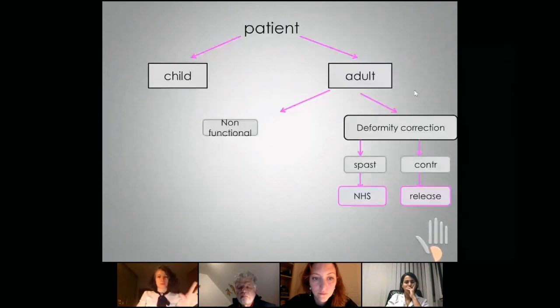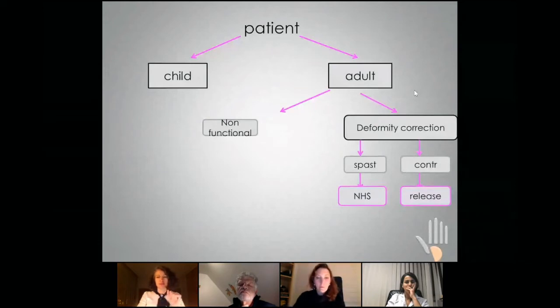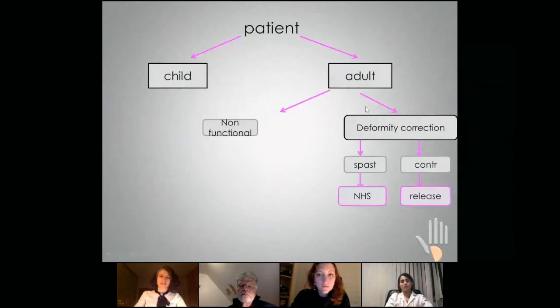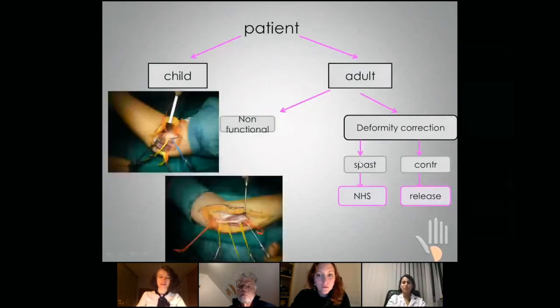Usually we have more functional hands in children than in adults, but in some cases we can also have a functional hand in adults. So we will check if we have a functional hand or not. And according to the deformity, if we have only spasticity, we will do a hyperselective neurectomy.